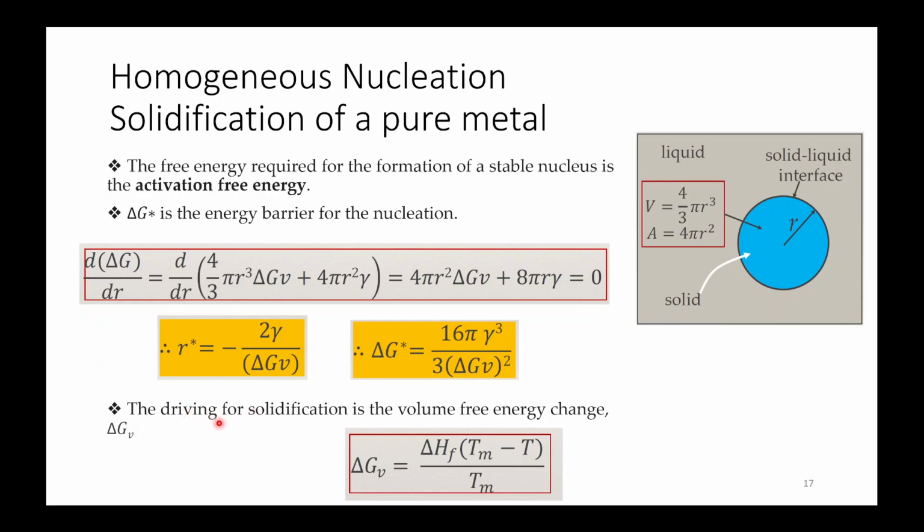The driving force for the solidification is the volume free energy change, and this delta GV, in terms of change in enthalpy, can be written as delta HF times Tm minus T. T is the temperature up to which you are cooling, so delta T is the supercooling that you are provided, divided by Tm, the melting temperature.